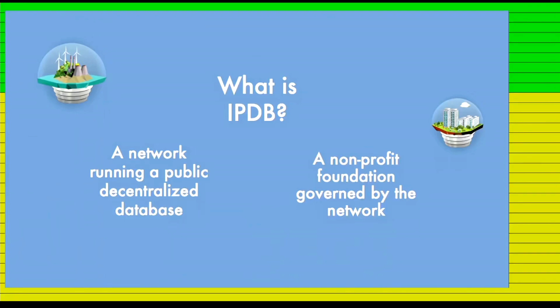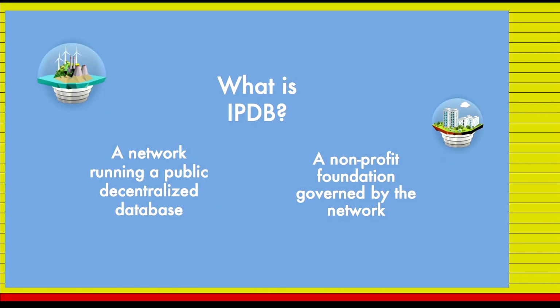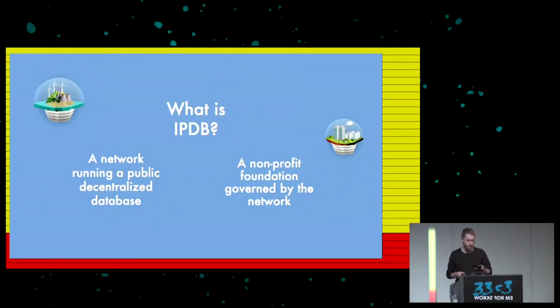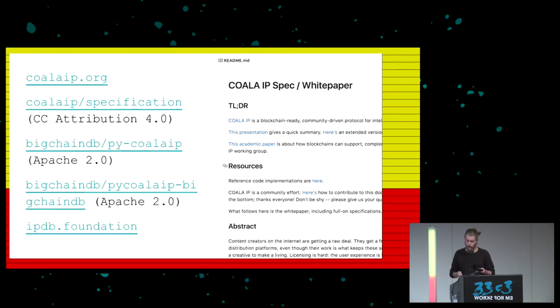A ledger that is already supported by Koala IP is the InterPlanetary Database. It's a network running a decentralized, public database, but it's also a foundation that acts as a non-profit that governs the database. Yeah, it's run by IPFS, Koala, and the Internet Archive.